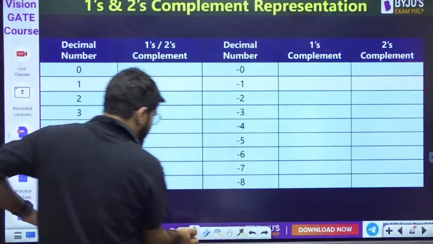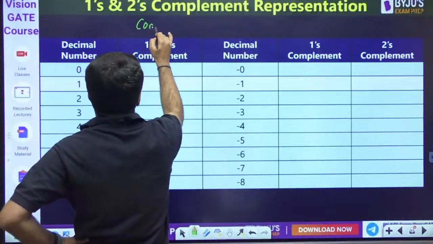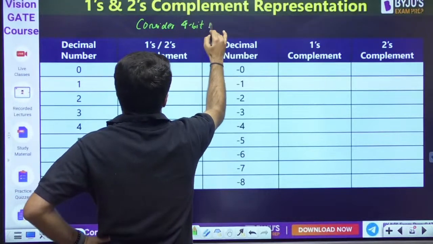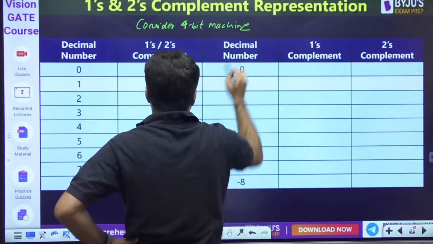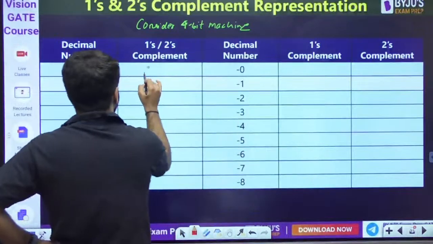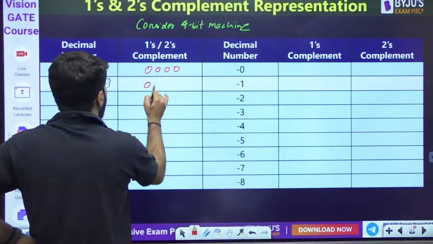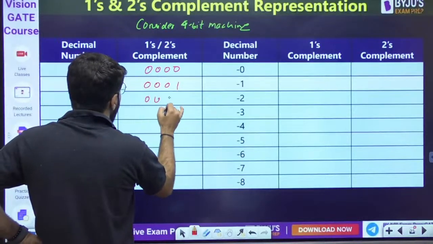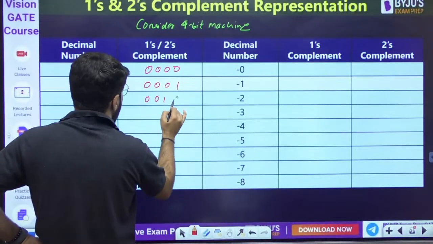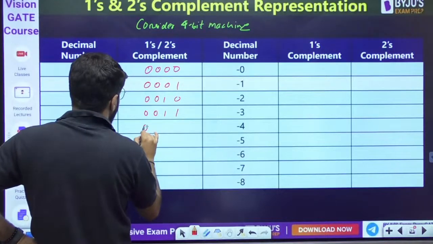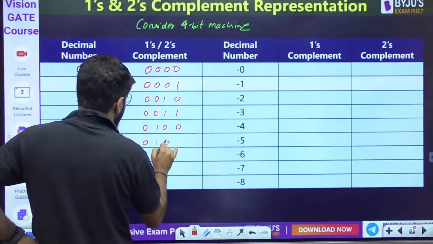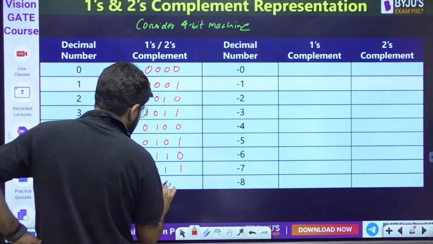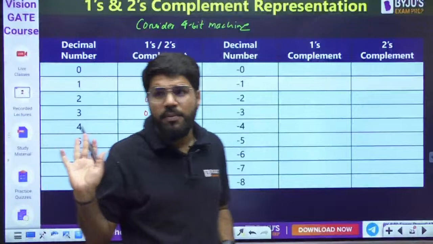Okay, and consider 4-bit here. Let's be simple here. I want to explain you a concept here. So consider only a 4-bit machine. So what is 0? It is 0000. What is 1? We all know the binary conversions. The basic numbers are here: 0001, 0010, 0011, 0100, 0101, 0110, 0111, and 1000. Okay, now do you sense any problem here?